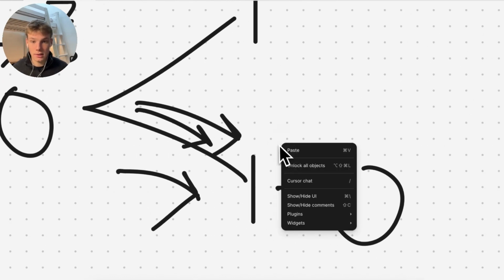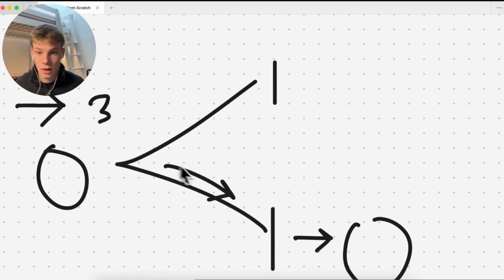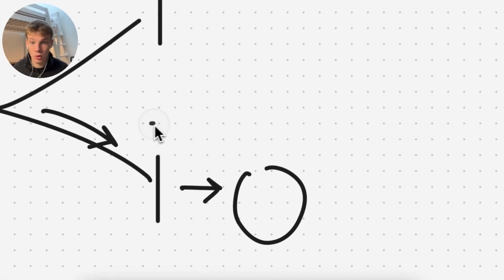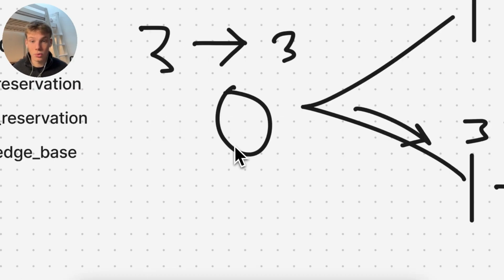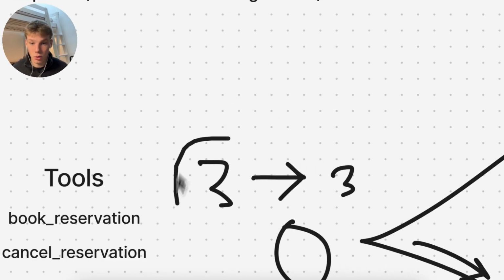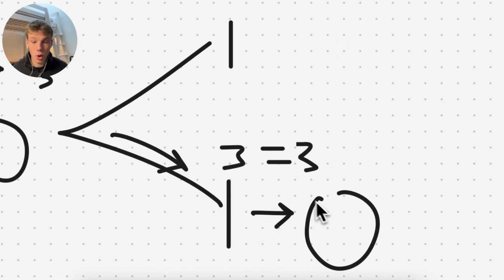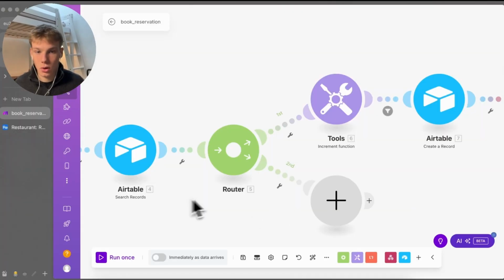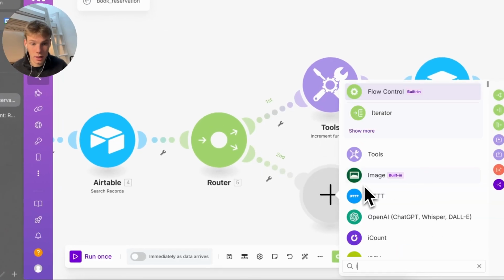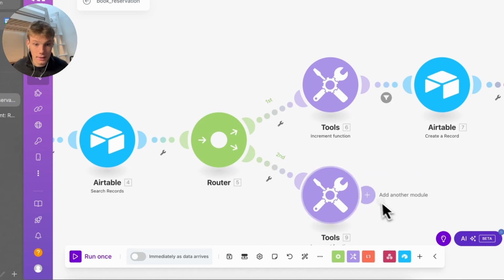Let's say, again, we have 3 tables and 3 reservations. If this happens 3 times, so if the increment function goes to 3, we only send a webhook response when that equals the amount of tables we got in that first search records. This way, we will only send a webhook response when we are certain every table has a reservation. So what we can do is go into this increment function again, add that, press save, add a webhook response.